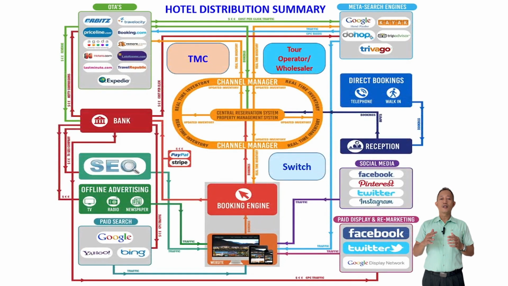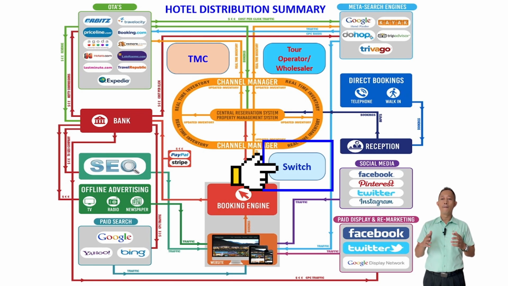Switch is also the name of a system that we need to understand for the distribution flow, which means before, everything needed to be updated one by one. Now hotels start to realize that something is wrong. Why do we need to update everything? Can we just update our central reservation system and then it will communicate with all the different channels?